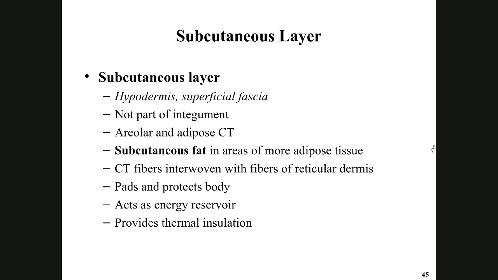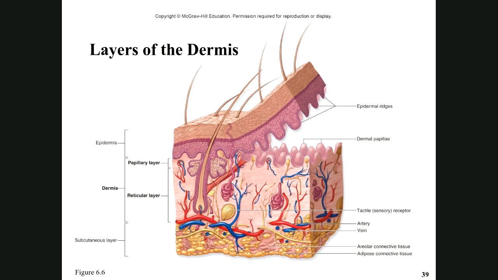The subcutaneous layer is actually the areolar, and also look at the picture. Here you can see the subcutaneous layer, which is the areolar connective tissue and adipose connective tissue. And it's not a part of our integument. In this connective tissue, we have many fibers like reticular fibers, and they can pad and protect our body. They can act as the energy reservoir, and they can provide thermal insulation for our body.